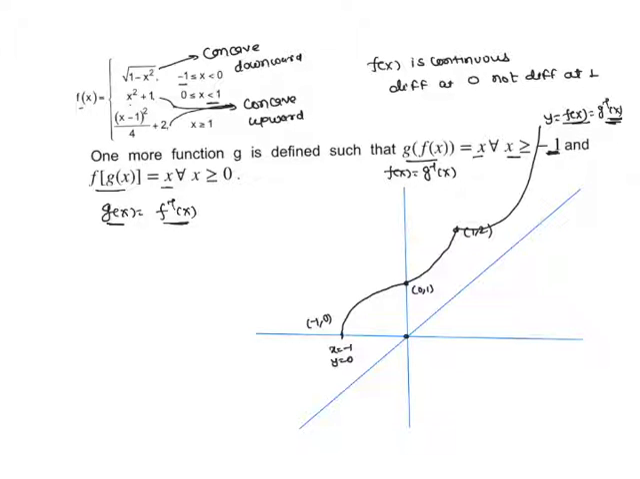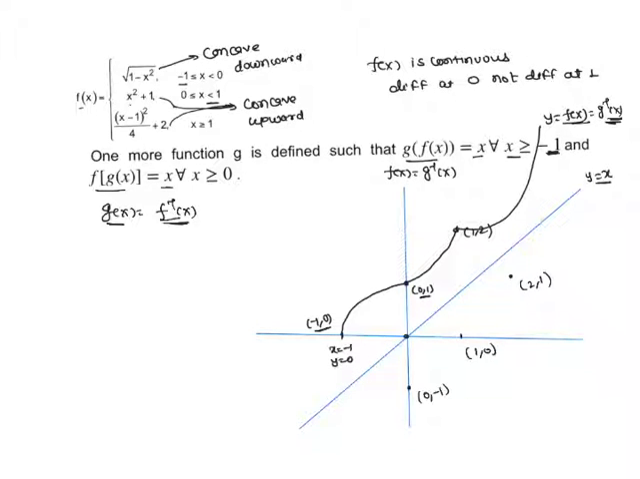f of x and f inverse of x, these two graphs are mirror images with respect to y equals x. So we will find the f inverse x graph by taking the mirror image of this graph. This point is (-1, 0), so the mirror image will be (0, -1). This point is (0, 1), it will become (1, 0). This point is (1, 2), the mirror image will be (2, 1).